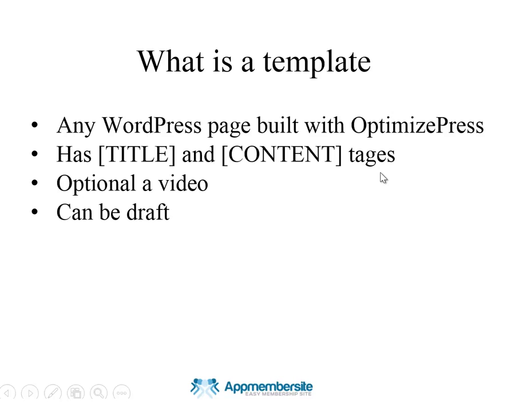So we talked about what a template is in this instance. It's a WordPress page built with OptimizePress 2. The reason for doing this and not using the regular OptimizePress templates is that the regular templates are designed to be an initial starting ground for developing something. Here it's a starting ground, but also something you can change dynamically, and using it as a normal page makes it much easier. It has to have a title and a content, so content can be placed in the right places. Optionally, it can have a video, and if there's a video link, it will be placed there. And it can be a draft.